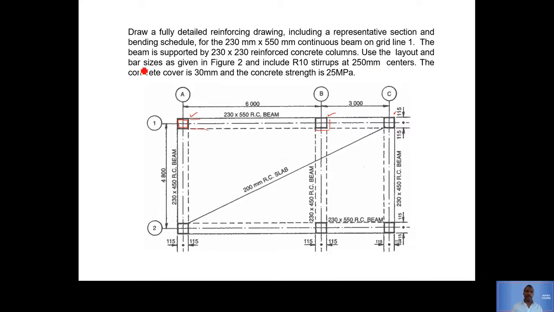Use the layout and bar size as given in figure 2 and include R10 stirrups. Stirrups are those hangers that are connecting the square ones. We will see them at 250 millimeter centers. So this is just the spacing between them. This is for spacing. They're talking about spacing right over there.